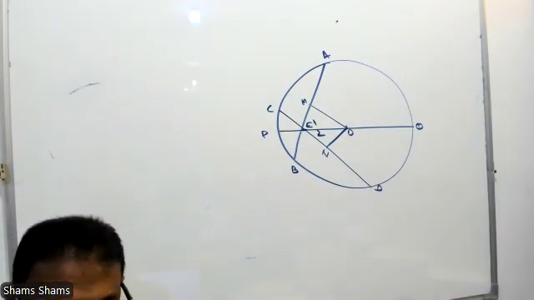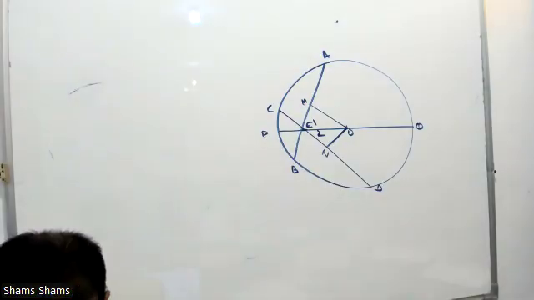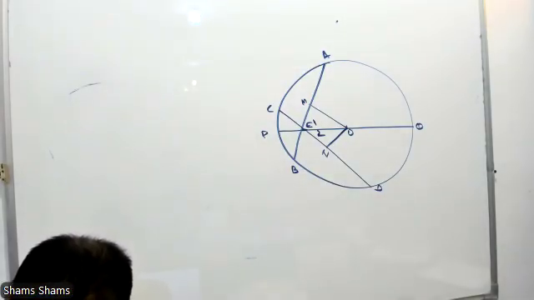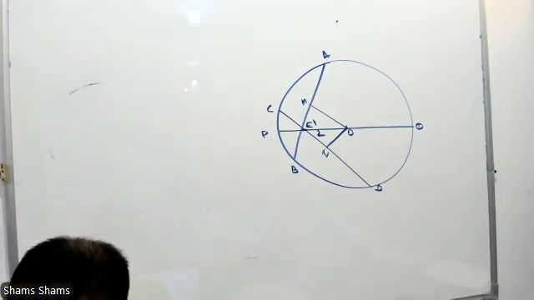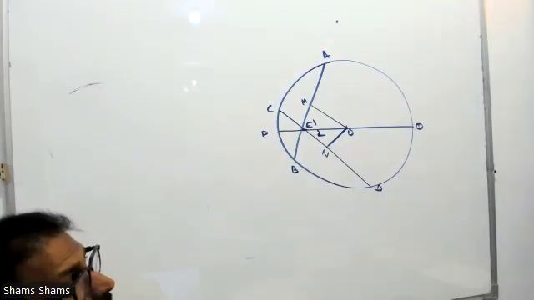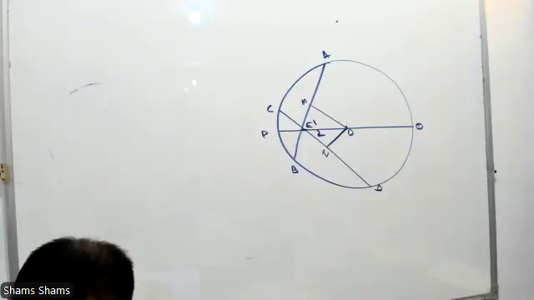What do you have to prove here? Proof: in triangles OME and ONE, angle M equal to angle N equal to 90 degrees by construction. Then OE equal to OE, common.